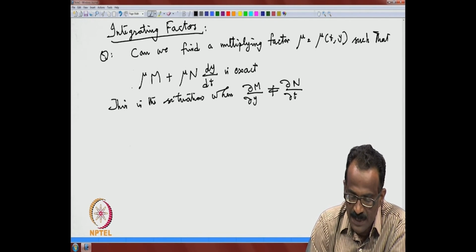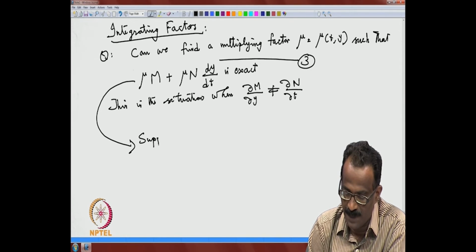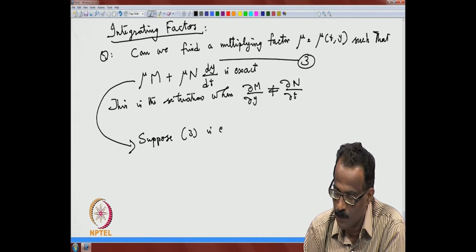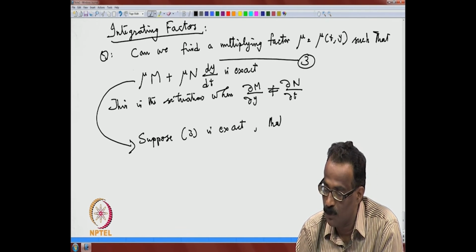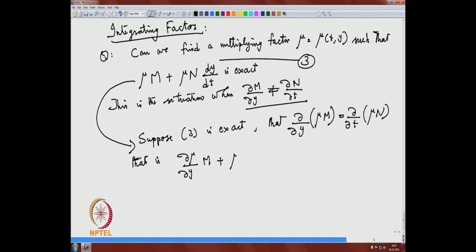Now let us suppose this equation, let me call it 3, is exact. What does that mean again? You have to satisfy this condition when m is replaced by mu m and n is replaced by mu n, that is d by dy of mu m is equal to d by dt of mu n, that is d mu by dy m plus mu dm by dy is equal to d mu by dt n plus mu dn by dt.